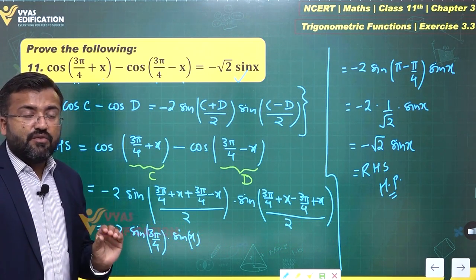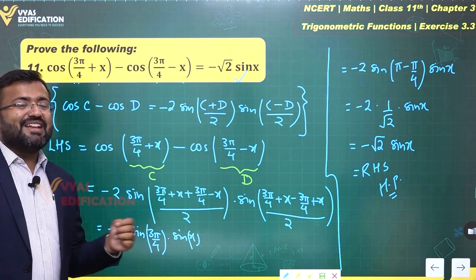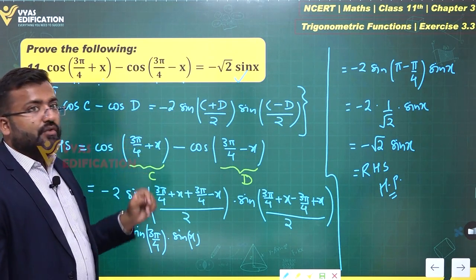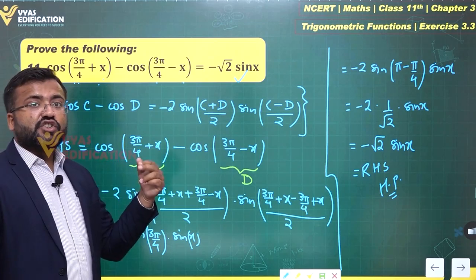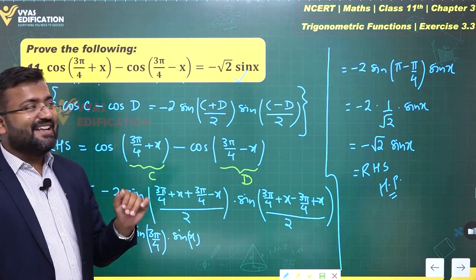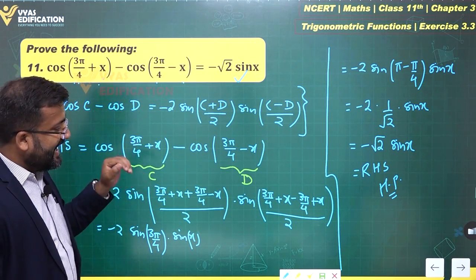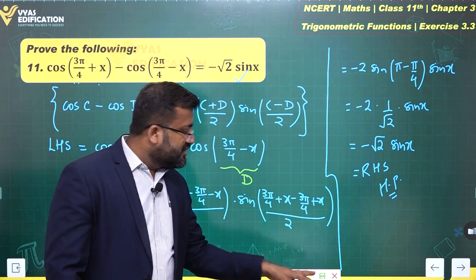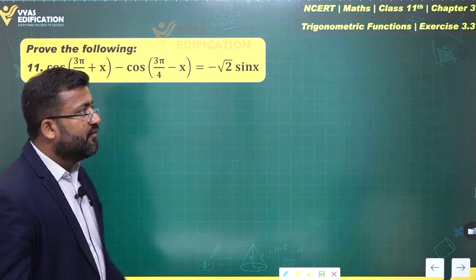Cos of a plus b would be equal to cos a cos b minus sin a sin b. This here would convert to cos of a minus b, which is cos a cos b plus sin a sin b, and we can use that idea as well to solve this question. So let us take a look at method 2 for solving this.